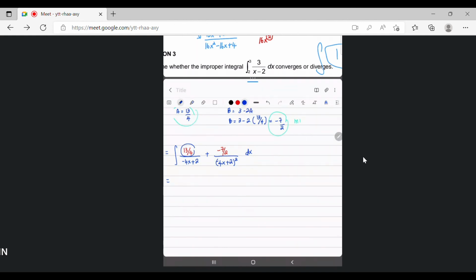integration. Since we have the constant here, just put outside the integration. So you will get a 13 over 4 integrate 1 over negative 4x plus 2 dx minus, sebab ni kita letak kat luar kan. Minus times with plus. So you will get the minus here. So negative 7 over 2, 1 over negative 4x plus 2 squared dx. Okay. Ini common mistake yang korang selalu buat.